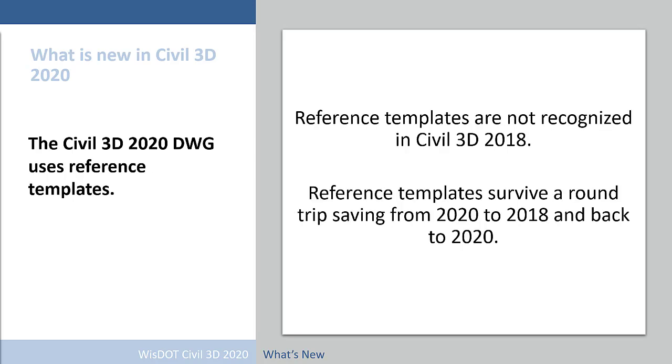Another important thing to know is reference templates are not recognized in Civil 3D 2018. If a drawing is initially saved in 2020 with reference templates and is then saved in 2018, when opened in 2018, all references will be static, meaning all the styles will be static. When the drawing is opened in Civil 3D 2020, the template references and hierarchies are restored.